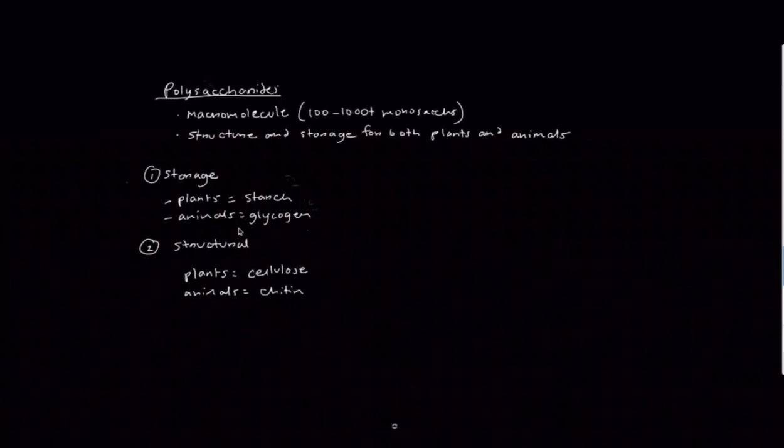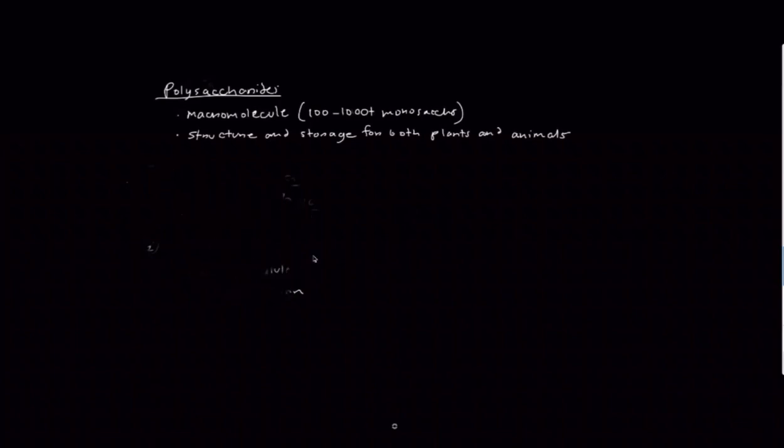Now, glycogen is not as interesting as the other three here: starch, cellulose, and chitin. So for this video, we'll be going over 3 out of these 4 examples. And we're going to first start here with starch. So starch essentially is composed of glucose monomers.